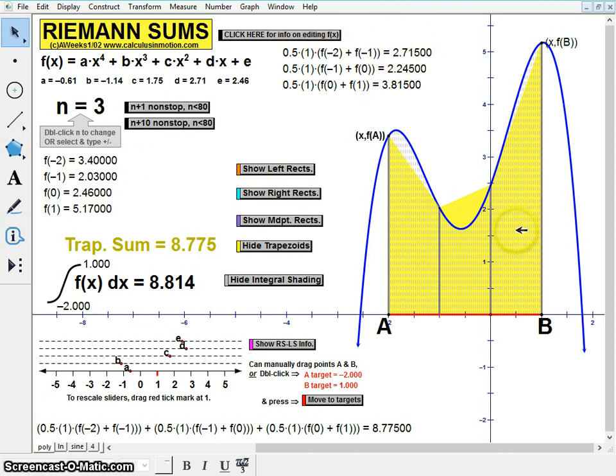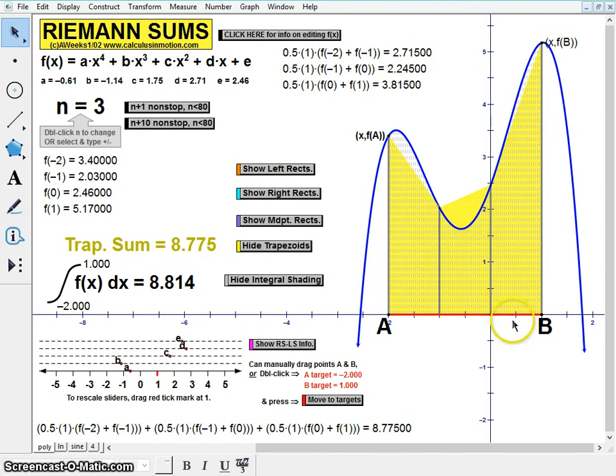Now, if we do the same thing with these other two trapezoids, f of -1 is this base, f of 0 is this base. So f of -1 plus f of 0, that's base 1 plus base 2. We have the 0.5, and you'll notice that our height is still 1. So that 2.245 is the area of this trapezoid.